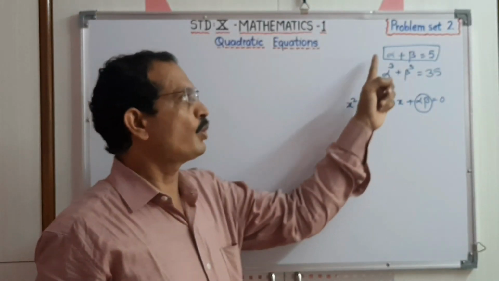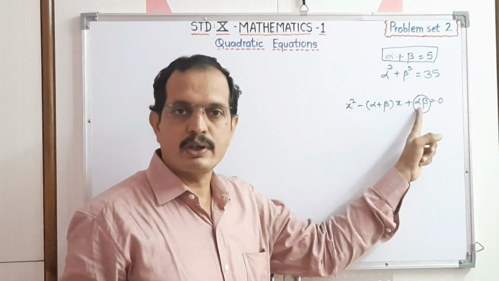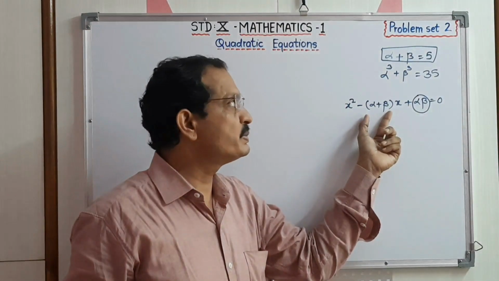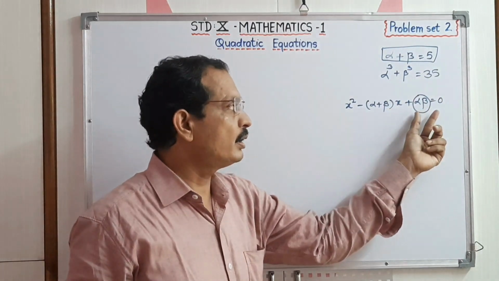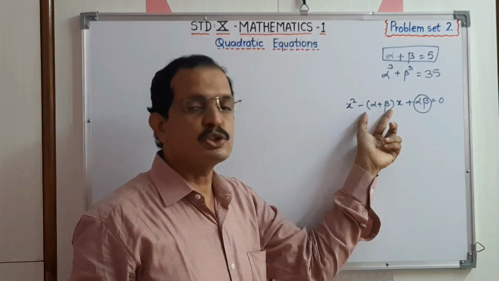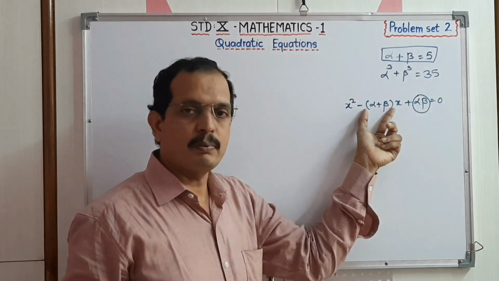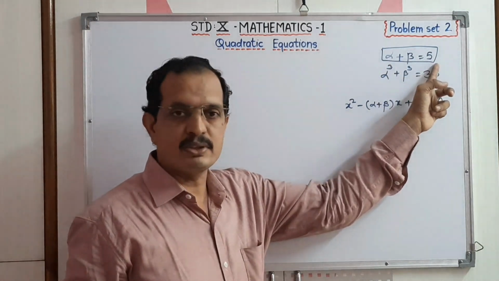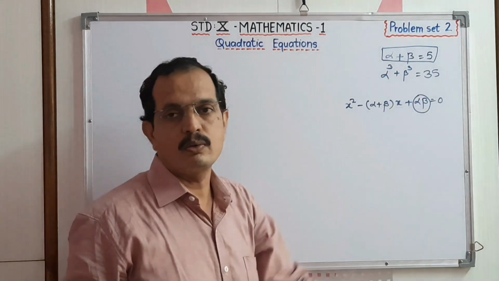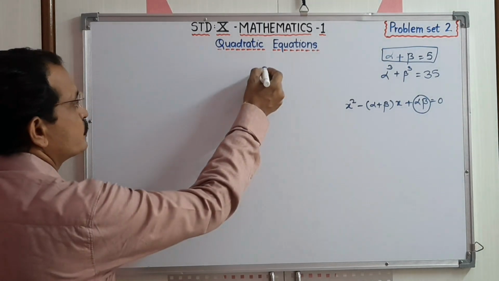From the given information, first of all we have to find alpha into beta, because alpha plus beta is already given. To frame the equation we must know alpha plus beta and alpha into beta. Out of that, alpha plus beta is given, but we have to find alpha into beta. Now how to find that? For that purpose we have to solve this.